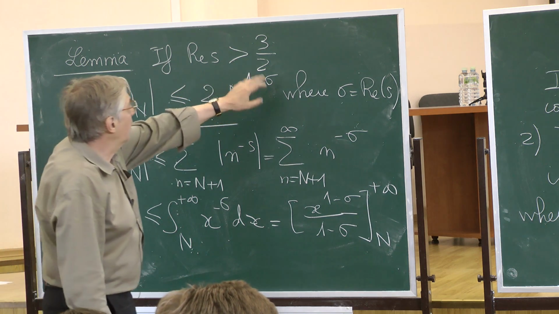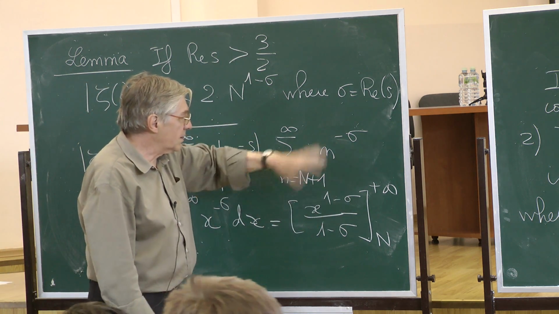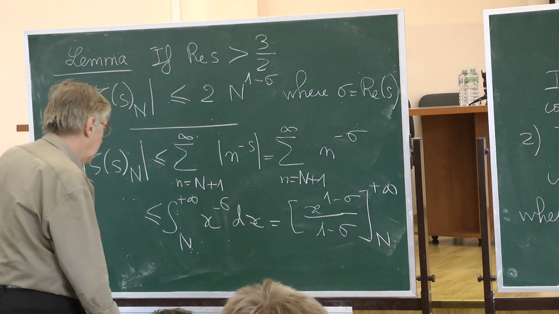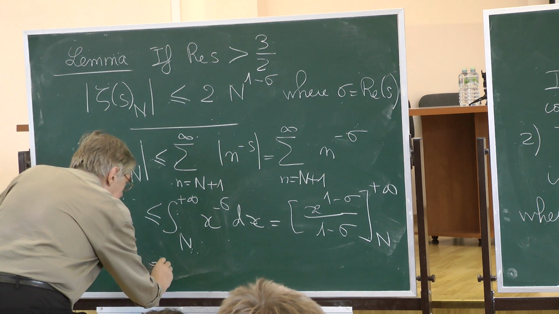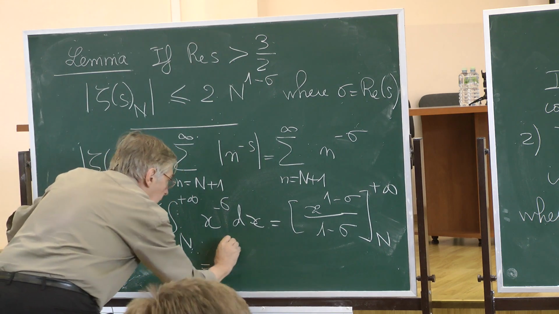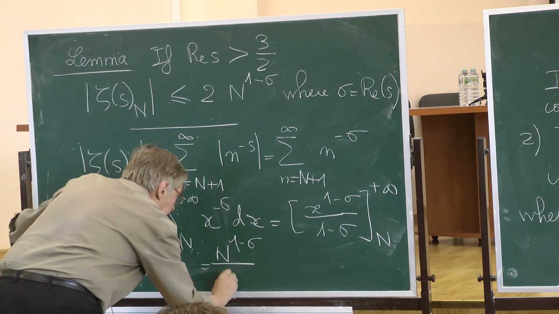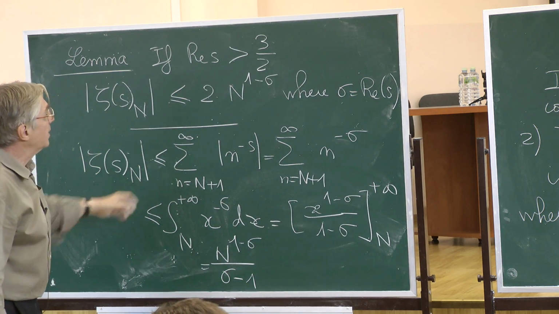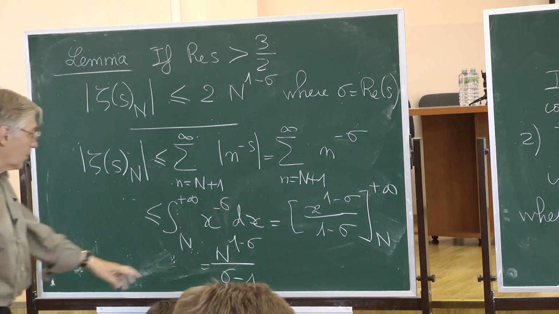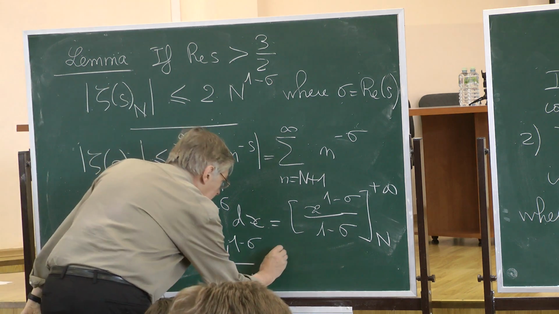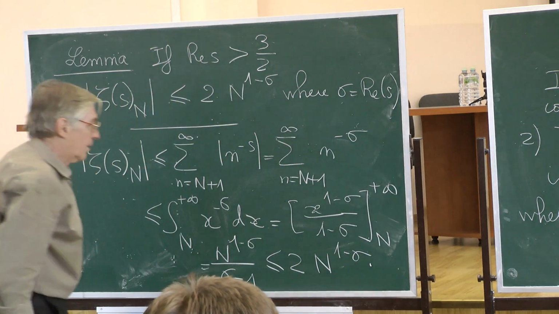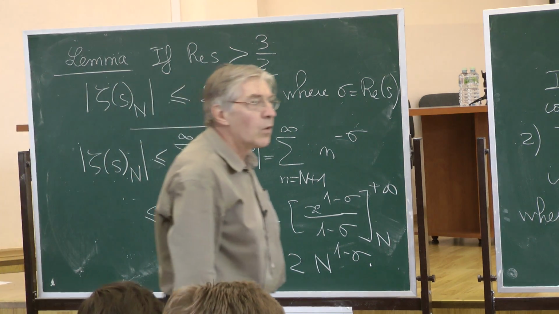Since my sigma is larger than 3/2, x to the 1 minus sigma is going to 0 at infinity, and at N it is N to the power 1 minus sigma, and what I get here is this is equal to N to the power 1 minus sigma divided by sigma minus 1. And since I have assumed that sigma is larger than 3/2, 1 over sigma minus 1 is in fact bounded by 2, so it is bounded by 2 times N to the power 1 minus sigma.